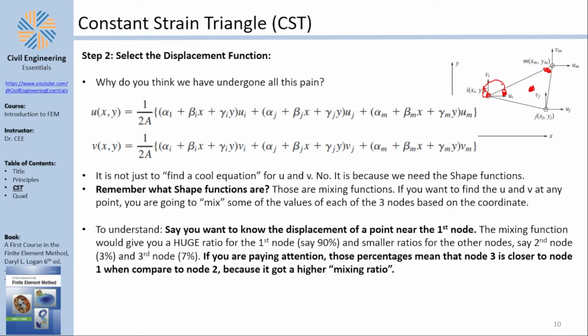So to understand this, say we're talking about this point now. Well, this point would give you a shape function for the first node that is 90%, which means node 1 affects hugely the displacement of the point near it. The second would give you, for example, 3%, and the third would give you 7%. Note, just by looking at those values, that it seems node 3 is closer to the point than node 2 because it has a higher weighing function. But that's not really necessary to understand.